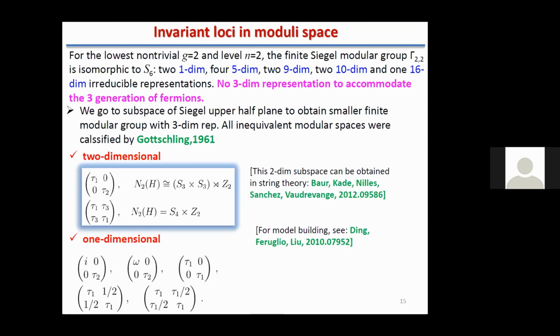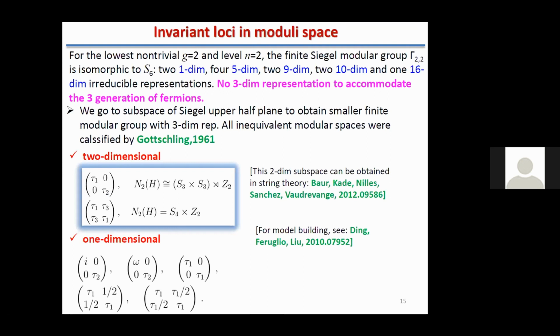Now the idea is, if we consider the lowest non-trivial case, g equal to 2 and N equal to 2, then the finite Siegel modular group would be isomorphic to S6, and it has no three-dimensional representations. It has only one-dimensional, five-dimensional, nine-dimensional, 10-dimensional, and 60-dimensional irreducible representations. So we cannot build realistic models because we have 3 generations of fermions. So we have to deal with this problem.